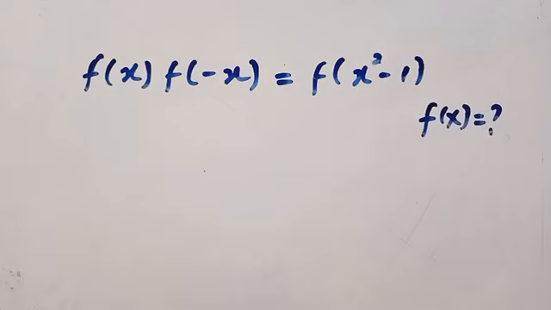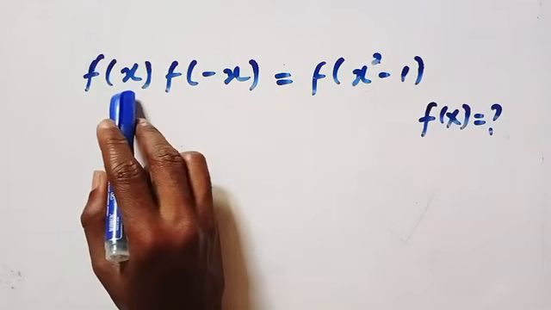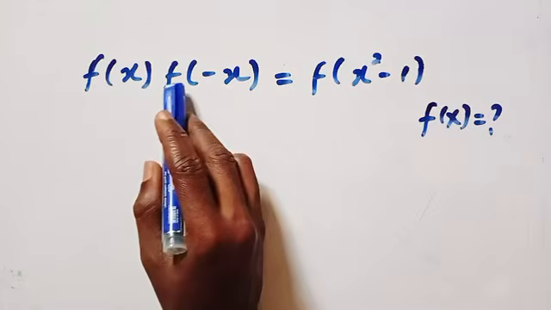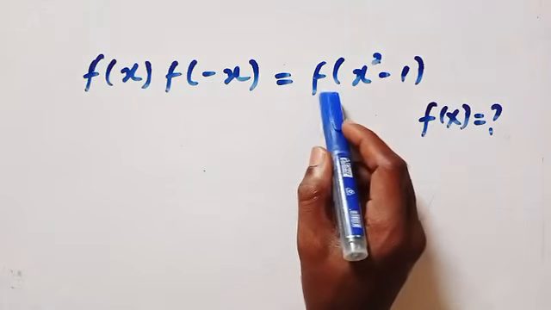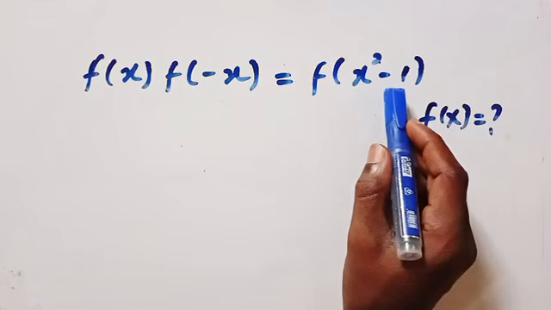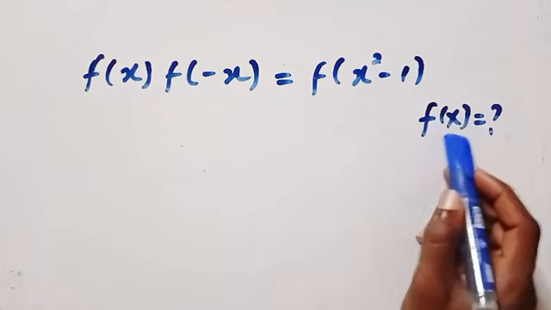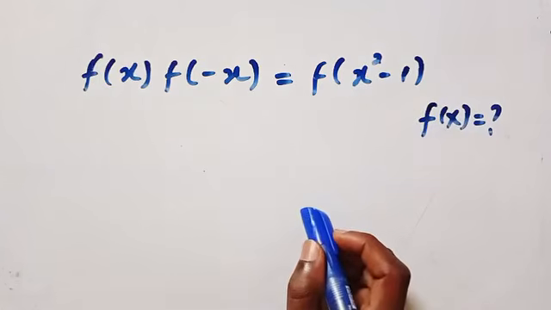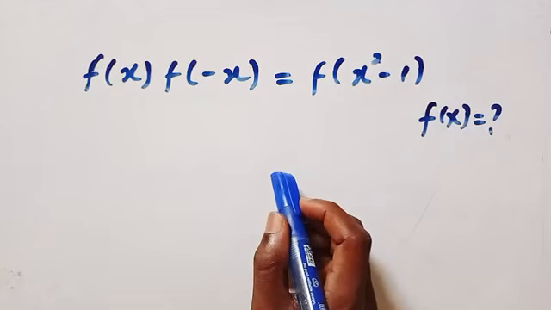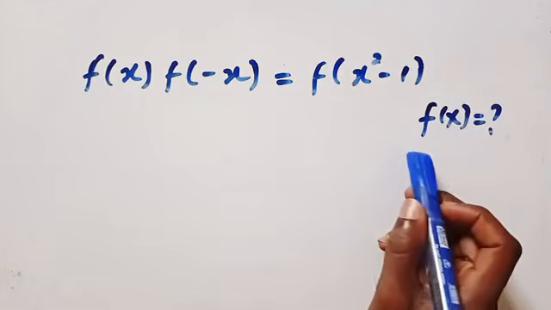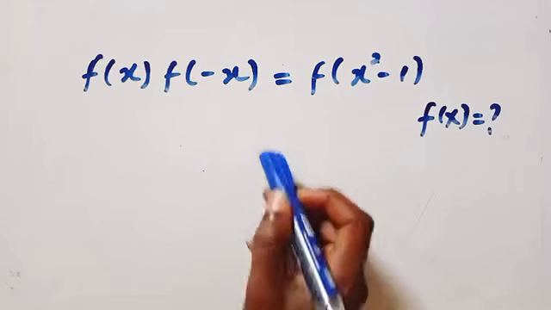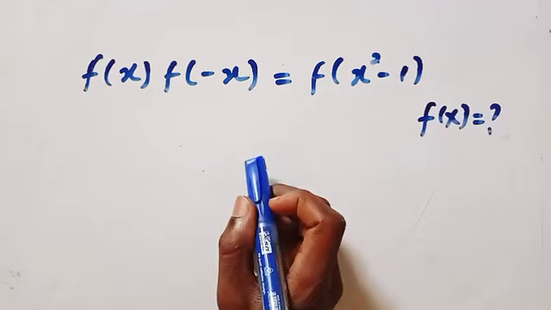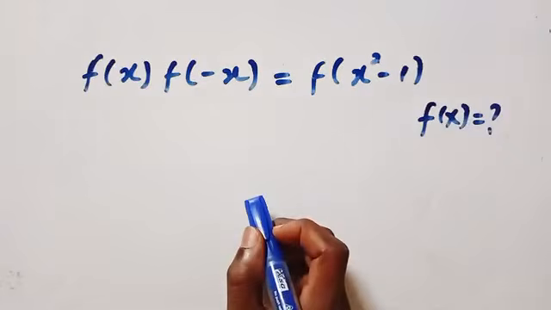How to solve these nice functional equations given that f of x multiplied by f of minus x equals f of x squared minus 1, and we want to find f of x. So the condition attached to this is that f of x here is a polynomial with only real roots. We're interested in getting only the real roots for this f of x.